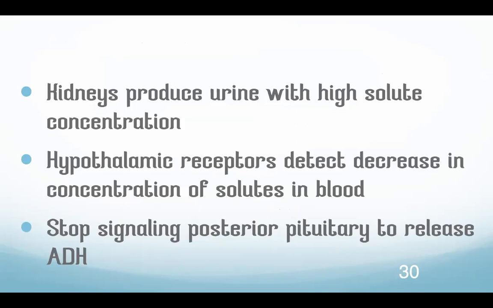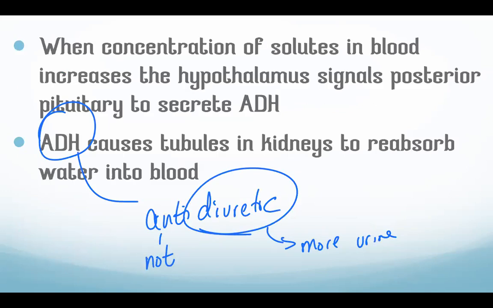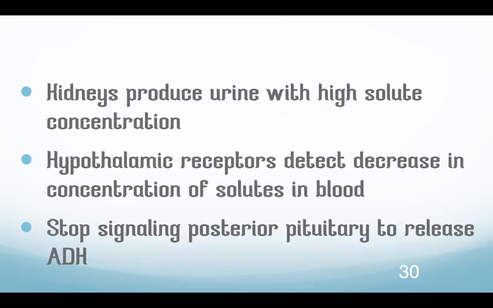The conditions under which you would want to produce less urine is, like I said before, when the concentration of solutes in the blood increases, okay? So you want to decrease the amount of solutes in the blood, which means you need to produce more concentrated urine.